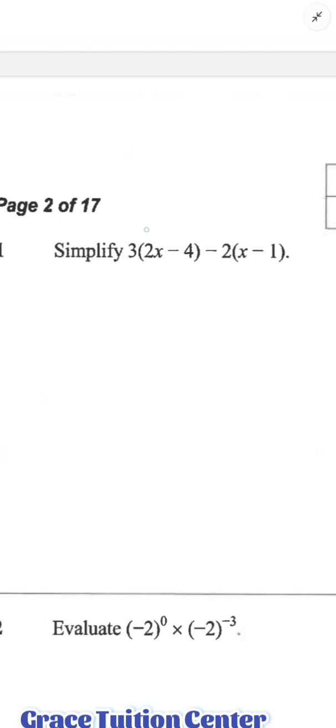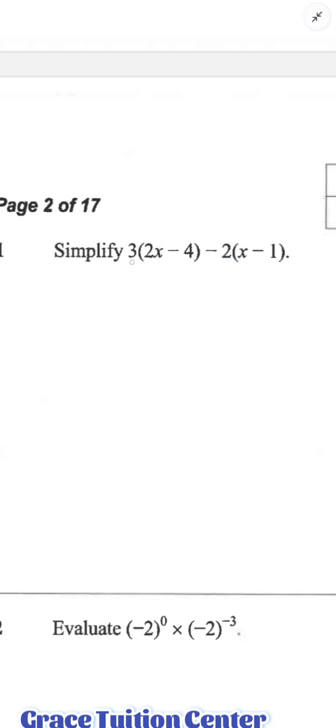So in our case here, what we do is we distribute the 3 here. It multiplies with the 2x and the negative 4. Then the negative 2 also will multiply with the x, and it will also multiply with the negative 1. The only thing that you need to be careful with here is that when you are multiplying with this number, the negative is part of the number. So as you distribute, you'll be distributing a negative 2.